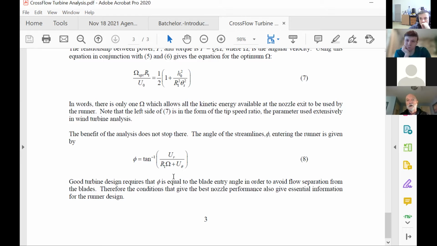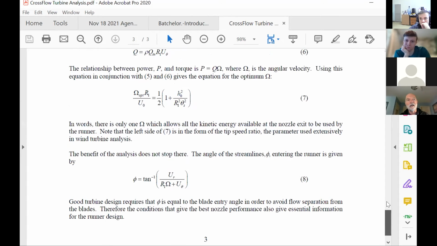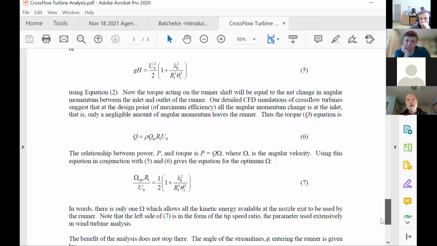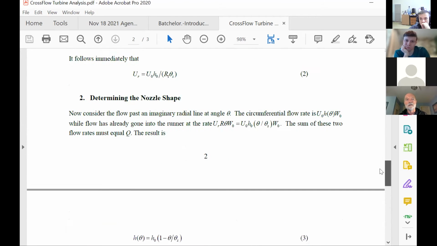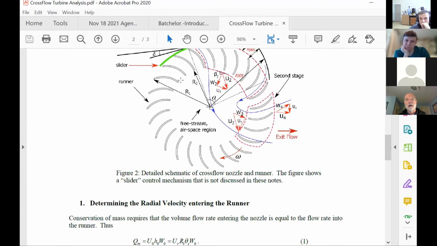Okay, so what you can see on this page here is a very, very simple derivation of most of the important operating parameters for this turbine. The only important thing that you don't get out of this analysis is what is the optimum number of blades to have in the runner. Okay, because this simple analysis is independent of the number of blades. To answer that question, you need to do very sophisticated computational fluid dynamics.